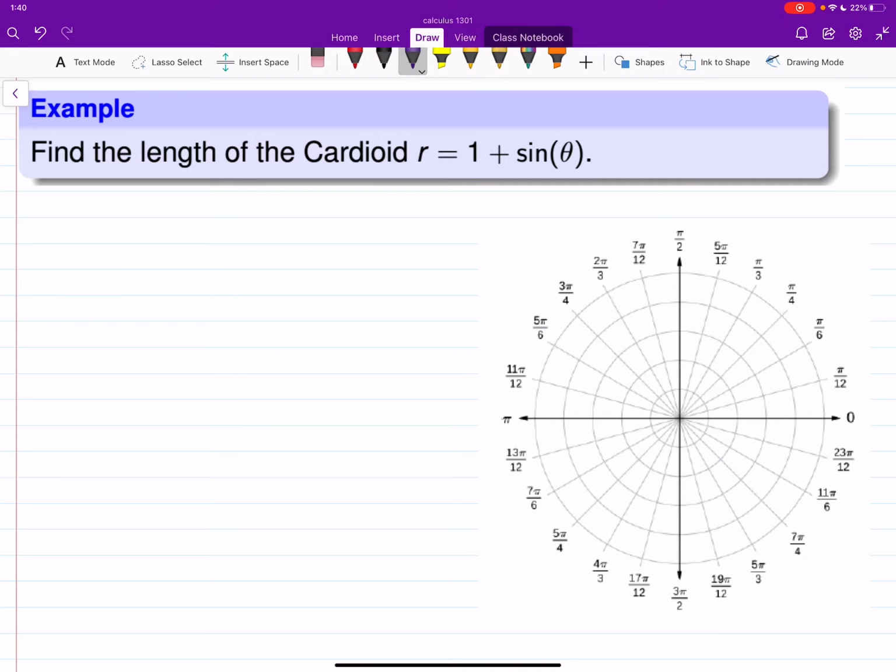We have cardioid r equals 1 plus sine theta. So if you start sketching this thing, at theta equal to 0, it is 1. At theta equal to pi over 2 it is 2. Then it goes back to that and this.